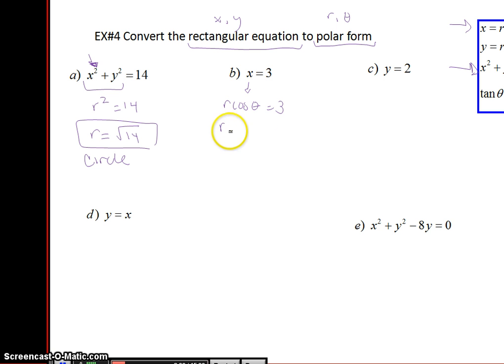So I'm going to divide both sides by cosine. So r is 3 over cosine of theta, and 1 over cosine is the same thing as secant of theta. So this has r's and thetas in it, so that's a polar equation.